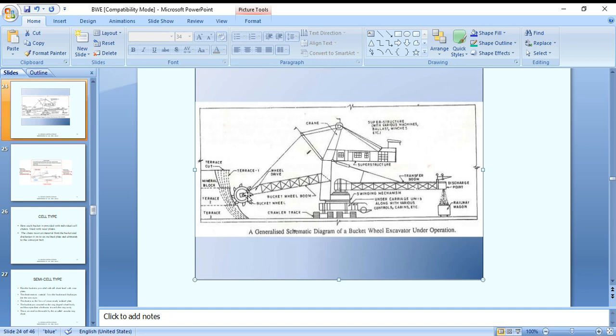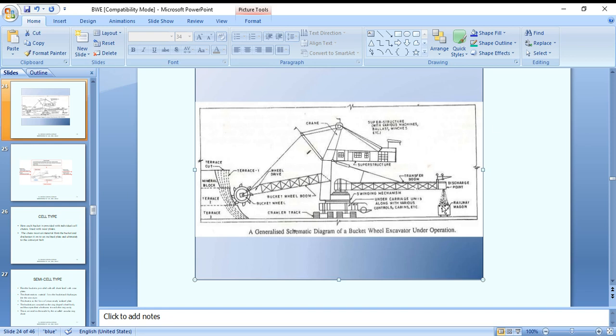The driving motor, the driving system is there. This is the bucket wheel boom, the bucket wheel, and the crawlers for the turntable movement, and every machine will move from one place to another. The crane structure, superstructure with various machines, ballasts, wings, etc. Transfer boom, swinging mechanism is there. Undercarriage units along with the various control cabins, etc. Railway wagon, discharge points. This is the generalized scheme diagram of the bucket wheel excavator under operation.